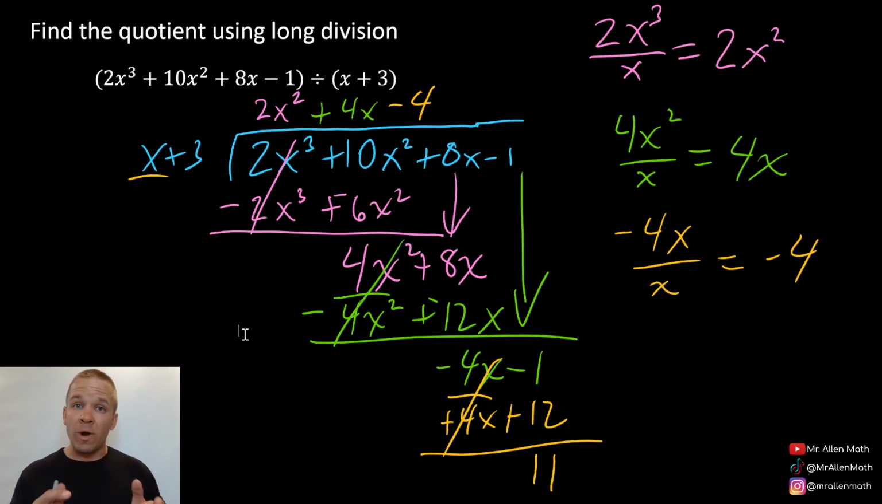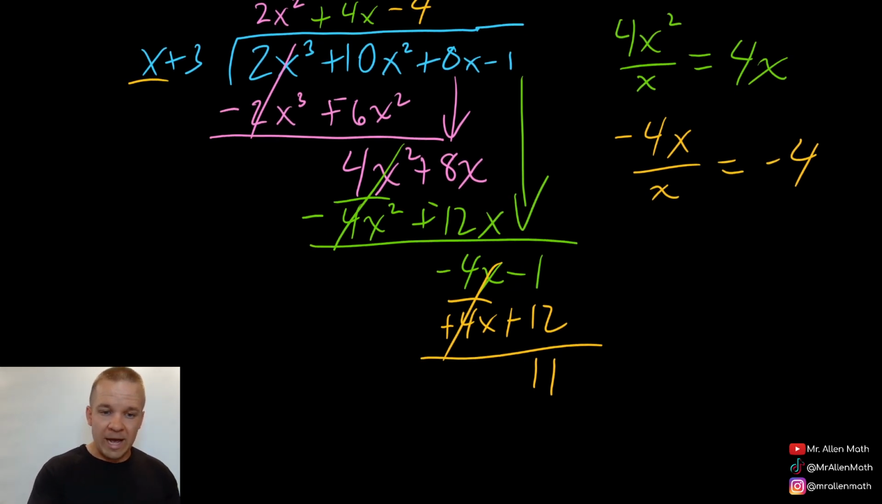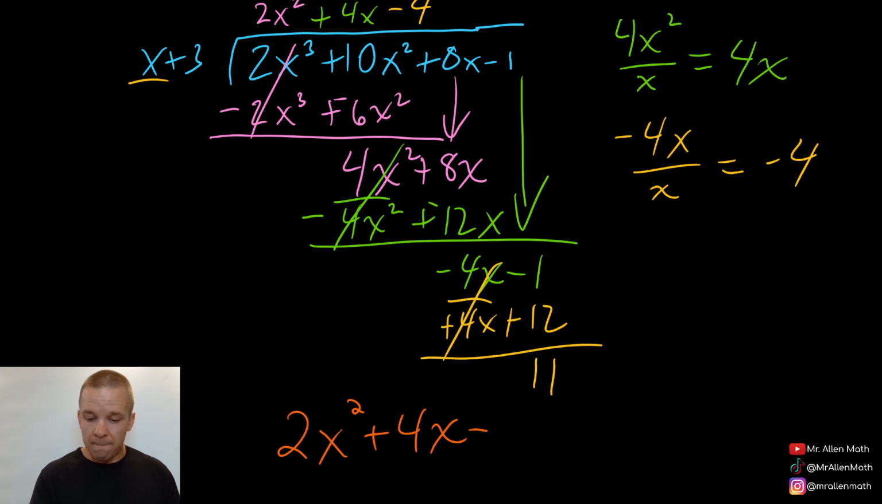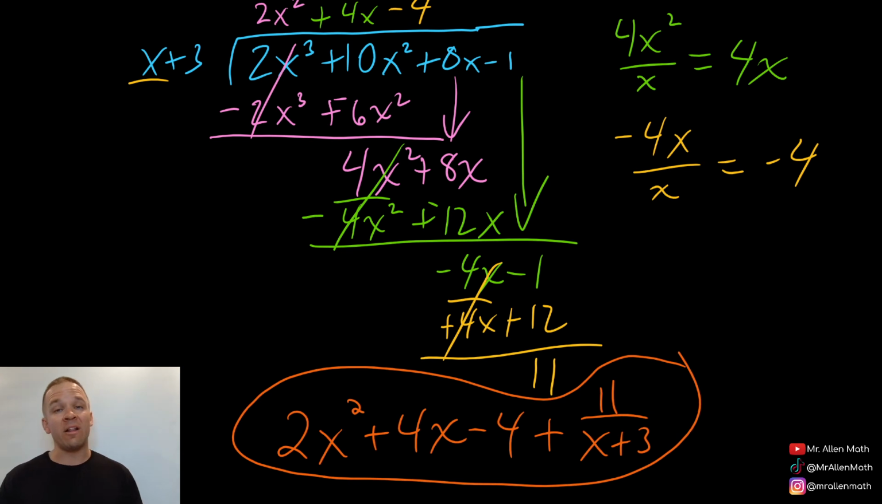So the way that we're going to write this, our final answer will be like this. We will have 2x squared plus 4x minus 4 plus 11 over x plus 3, the part that we're dividing by. This right here is a wonderfully beautiful final answer with polynomial long division.